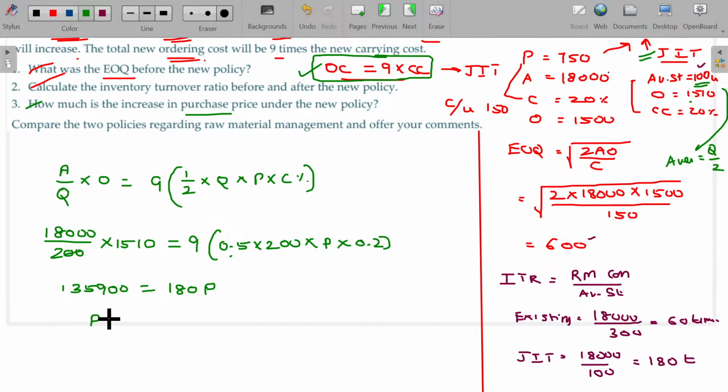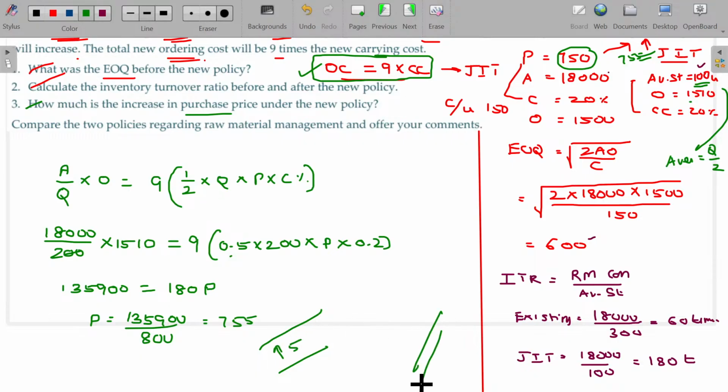Then P should be equivalent to 1,35,900 divided by 180, which is 755. Earlier the price is 750. Now the price increases to 755. Increase in price being 5 rupees. One of the interesting illustrations. Clear?